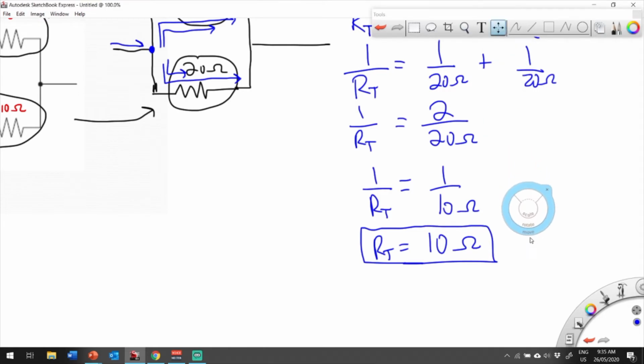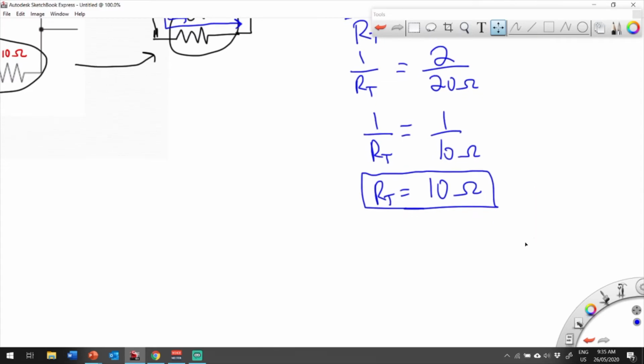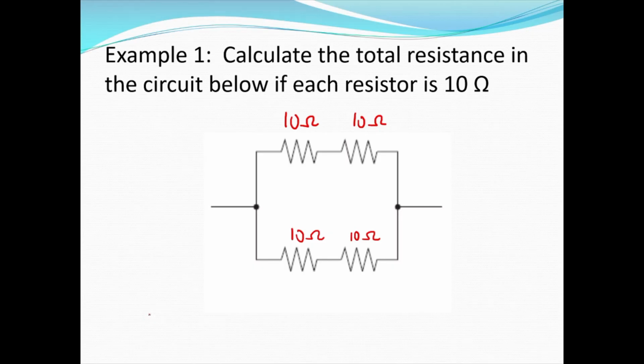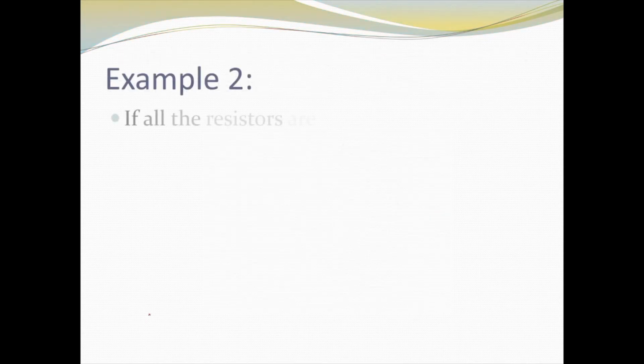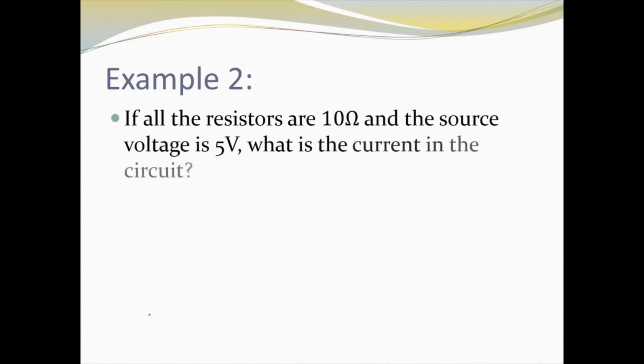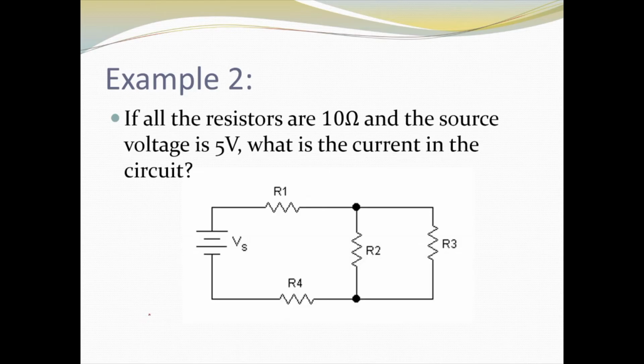So in parallel, the total resistance actually ends up being smaller than the sum of the resistors that are part of the parallel circuit. This next example will showcase what will happen if we have resistors that are both in series and in parallel. Okay, so here all the resistors are 10 ohms to make things a little easier for us, and the source voltage is 5 volts. What is the current in this circuit?